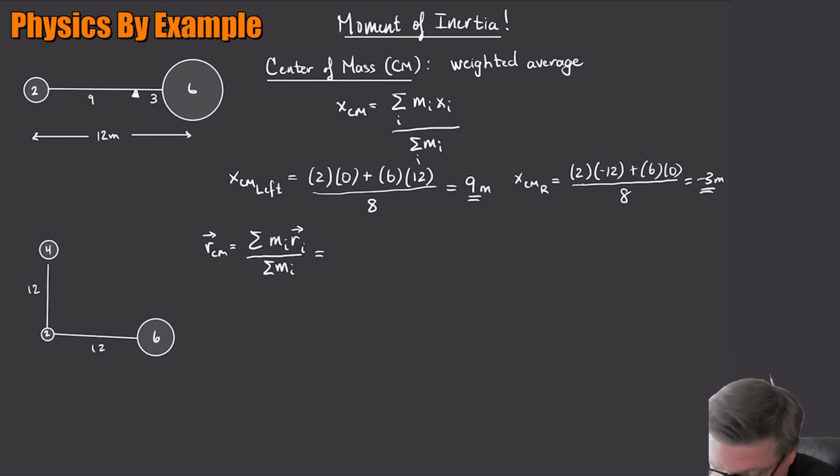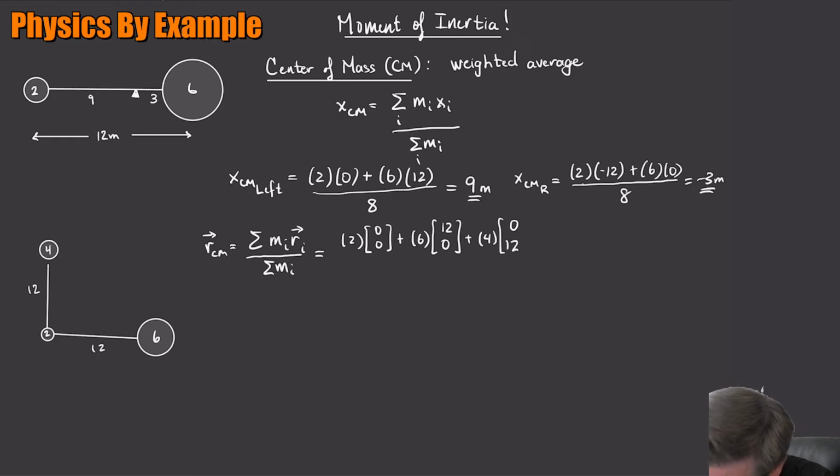So, where is the center of mass of this thing? Let's choose, I mean, it looks like 2 would be a convenient choice for an origin, right? At the 2 kilogram mass. So, let's start there. So, we're going to have 2 times the vector 0, 0. Then I'm going to have a 6. Where is 6? It's at the position 12x and 0y. And let's see, I'm going to have a 4. And this is going to be at the position 0 and 12 in the y. And then I'm going to divide by the sum of all the masses. What's all of them added together? 12.